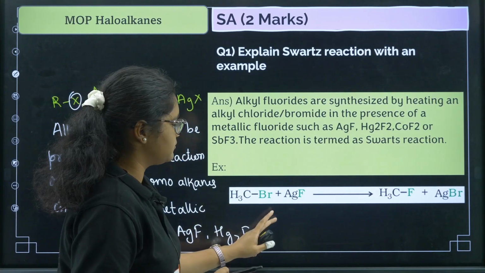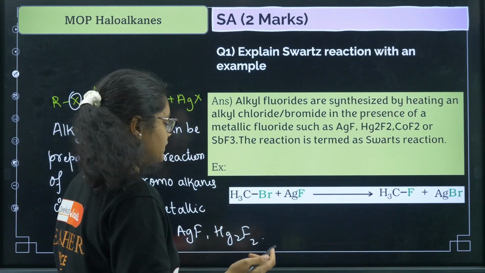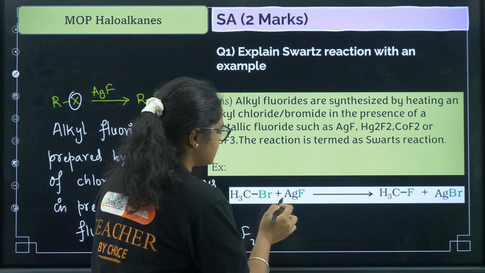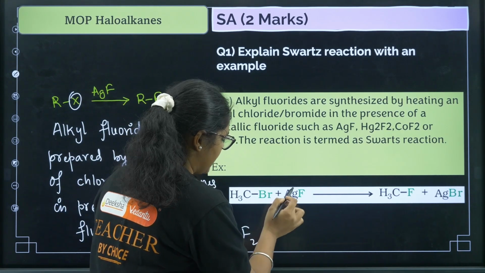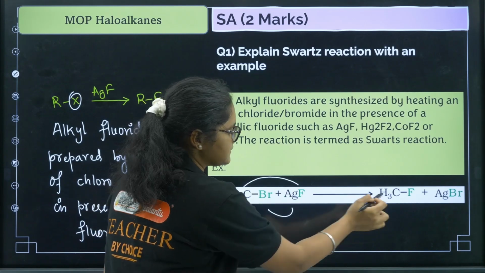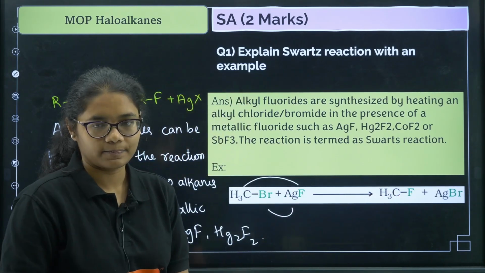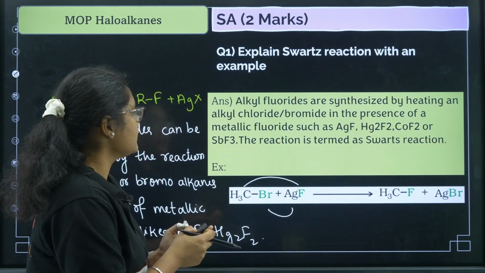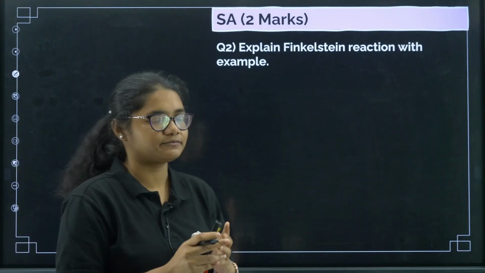So I have taken CH3Br plus AgF, right? Then what will happen? Here there will be an exchange. This Ag will take Br and CH3 will take F. We will get CH3F plus AgBr, okay? Fine. Next, we'll go to the second question, that is Finkelstein reaction.